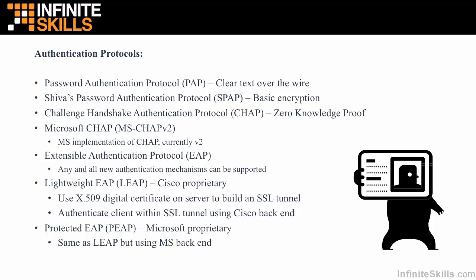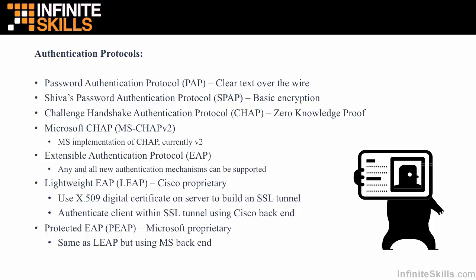Shiva was a manufacturer of modems back in the early days, and they recognized this weakness. So Shiva introduced an encrypted version of password authentication protocol called Shiva's PAP, or SPAP. And this used the same username and password, only it used very rudimentary encryption. So now a bad guy would have to eavesdrop on the wire and then crack the encryption. Now, if he was any good, the encryption could be cracked pretty readily. It wasn't very strong encryption.